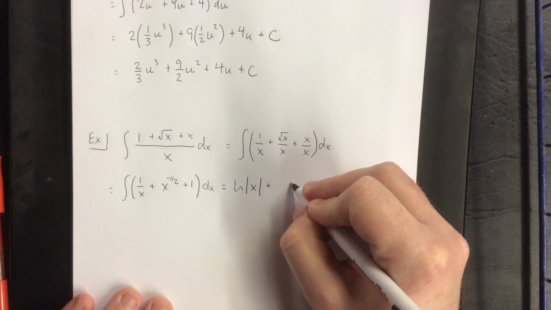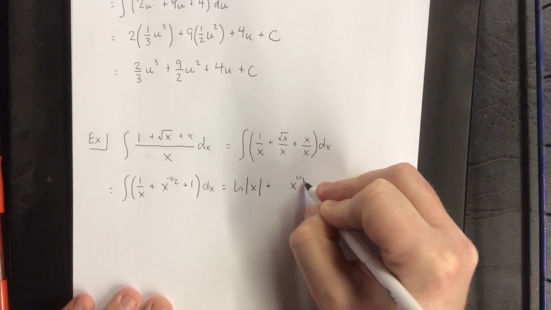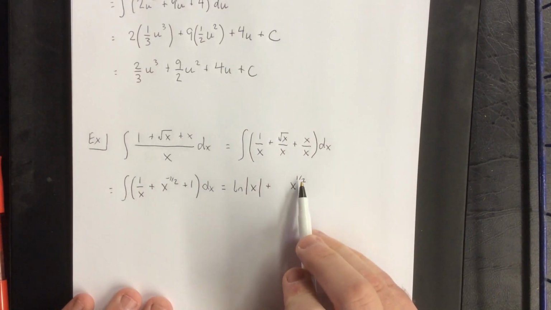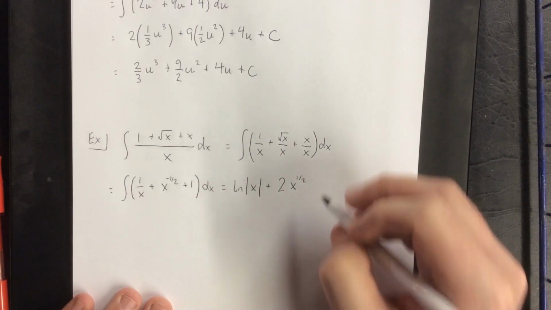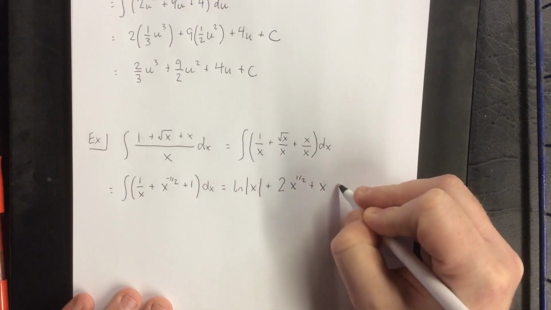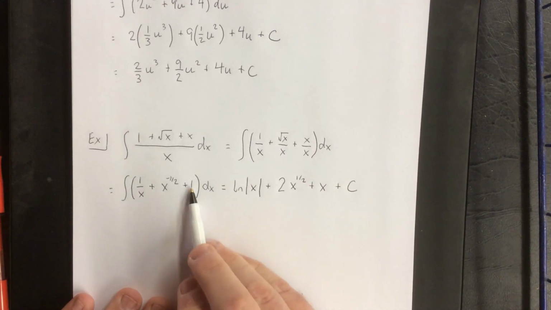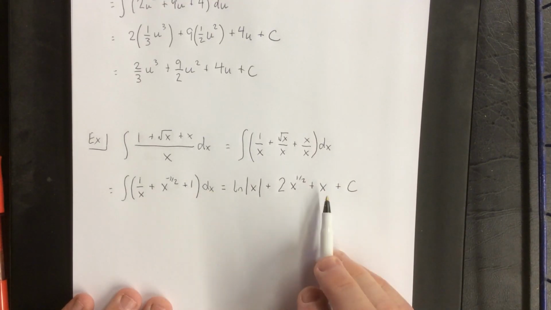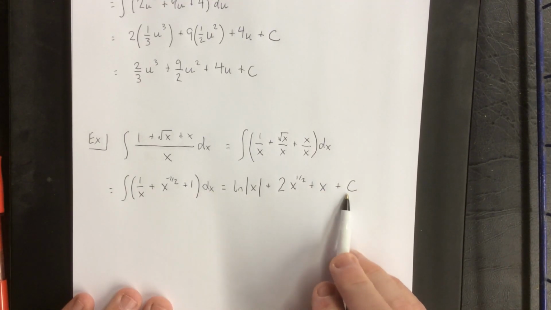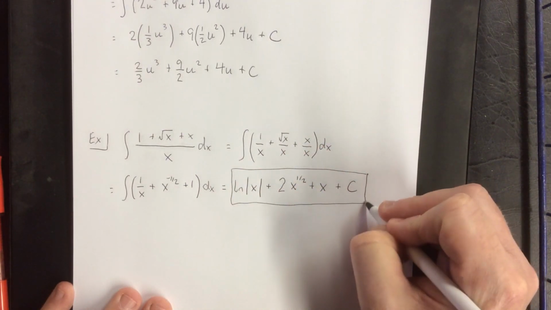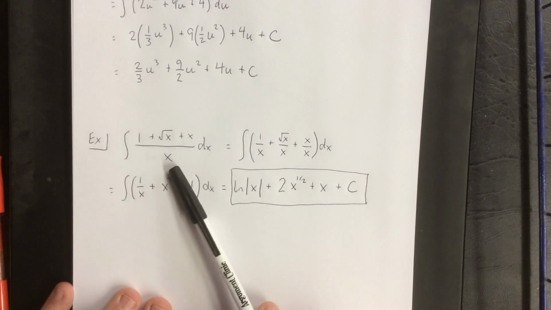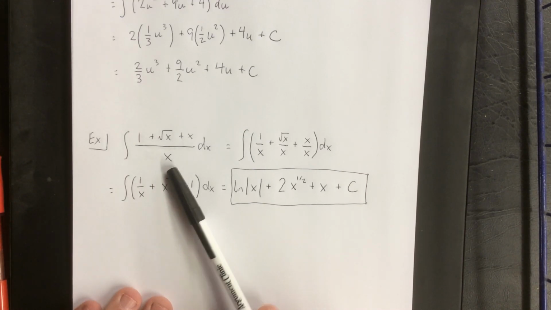So power goes up by 1. Adding 1 to negative 1/2 will give us positive 1/2 and divide by the new power. Dividing by 1/2 is the same as saying let's multiply by 2. Antiderivative of 1 will simply be our independent variable, which in this case will be x, and then we'll tag on the plus c at the end. So this serves as the most general antiderivative of this function, 1 plus the square root of x plus x all over x.